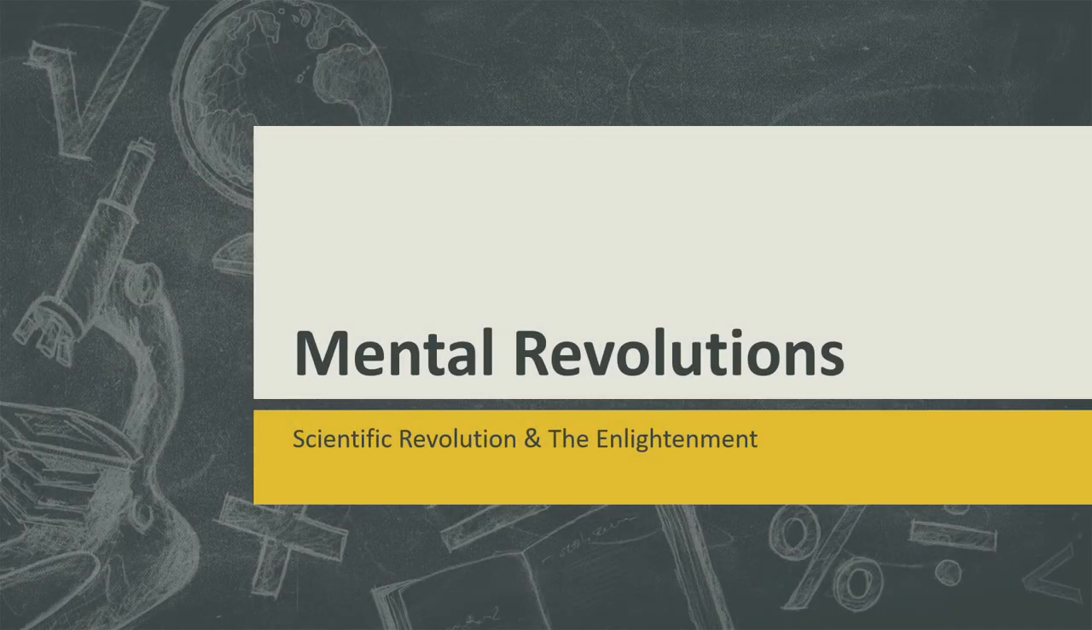Everybody, and welcome to the Mental Revolutions. We're going to talk about how the world flipped, turned upside down in the 16th through 18th centuries. We're going to talk about the Scientific Revolution and the Enlightenment, which are actually two separate phenomena that kind of coexist a little bit. They have a lot in common. They draw from each other, and they change the way that humans perceive and interact with the wider world.